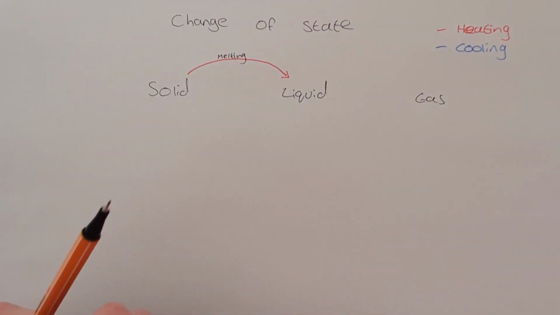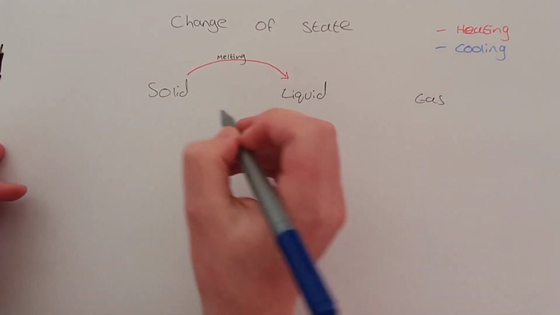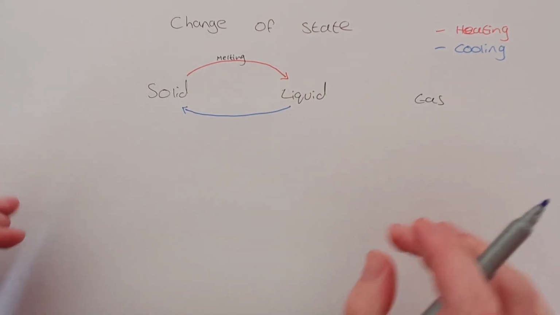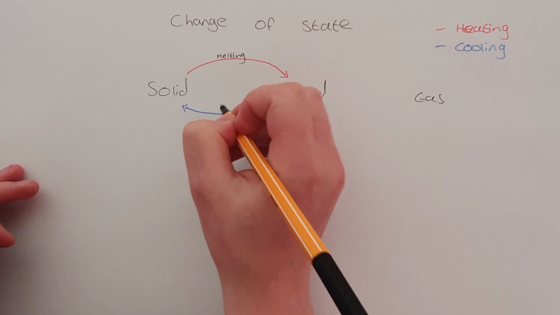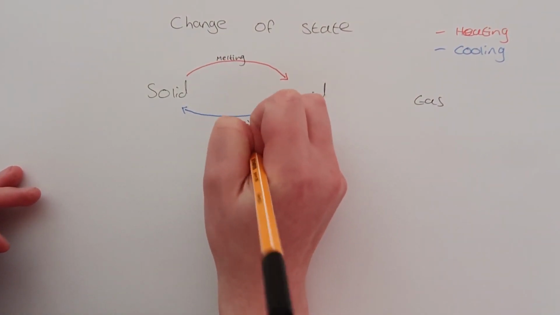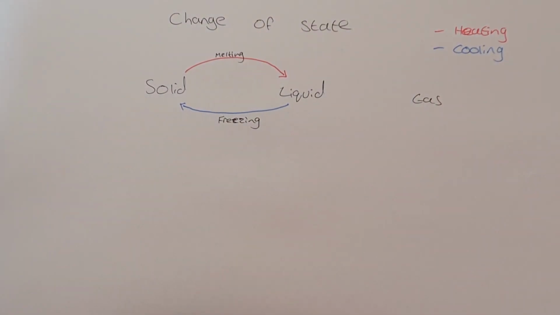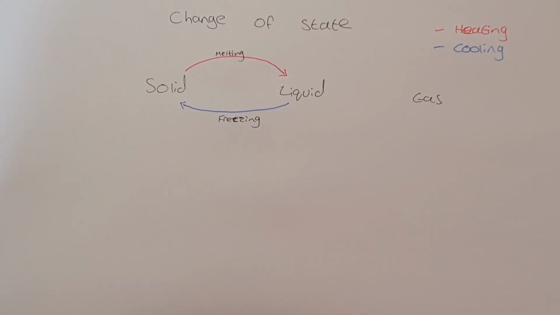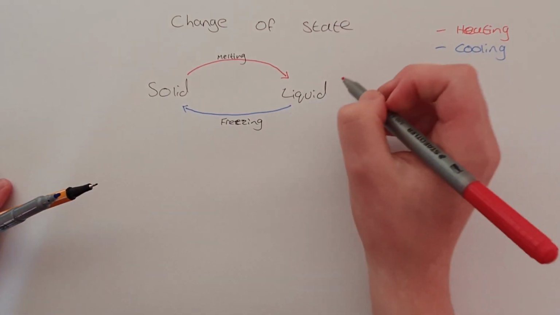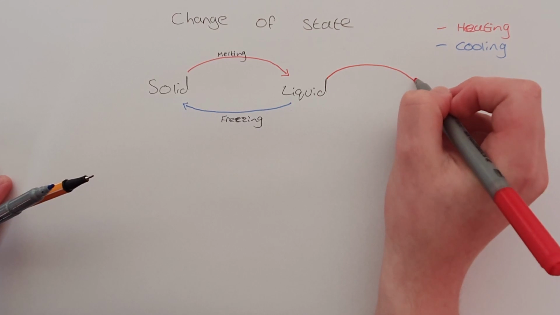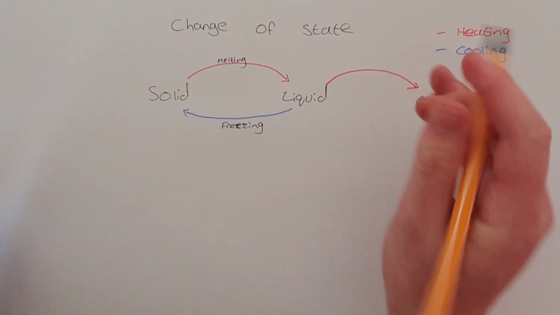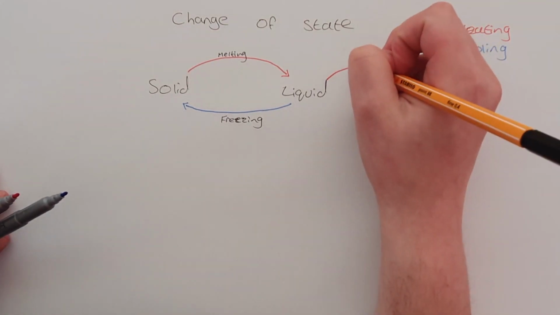However, to get back from a liquid to a solid, we remove heat from the system, so we cool it. And we call that state changing solidifying or freezing. Just like that. So we melt to get a solid to a liquid, we solidify or freeze to get a liquid to a solid. If we get to a liquid and we add more heat to get to a gas, we call this boiling. Now sometimes people put evaporation here, but let's go with boiling.